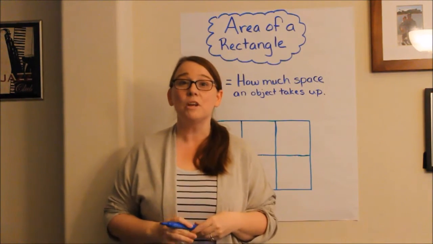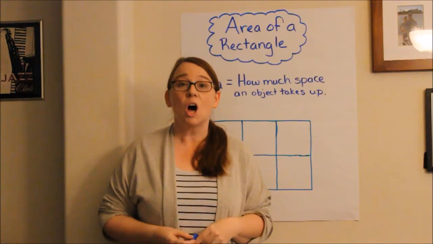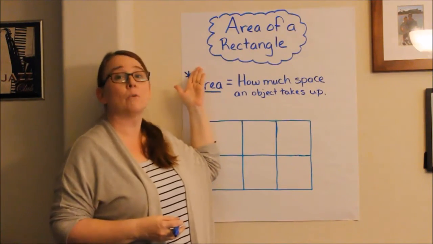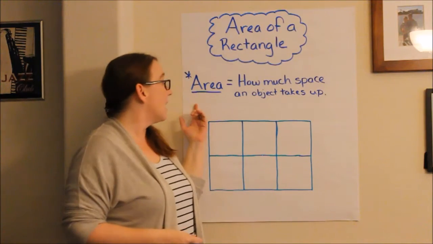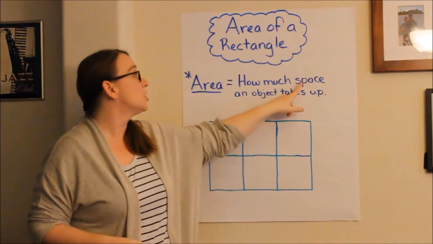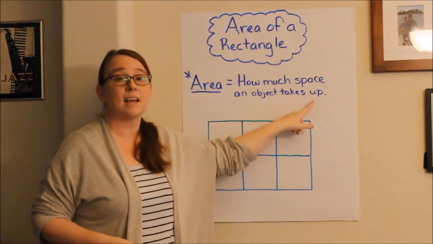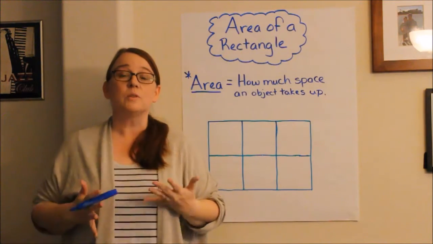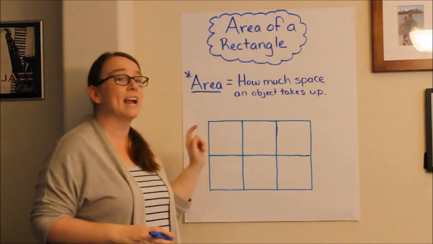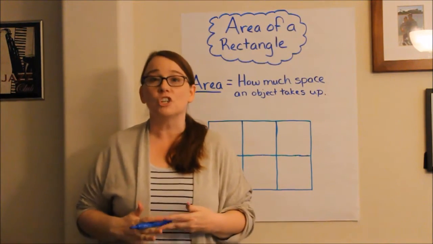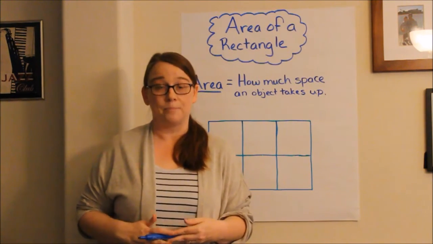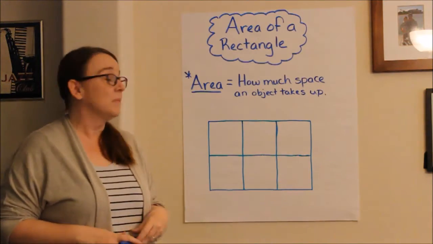Thompson, and today we are going to do a mini lesson on the area of a rectangle. If you remember from earlier in the year, area tells us how much space an object takes up. And basically what we're doing is we're measuring how many square units are in a certain shape. And we're going to focus just on rectangles for right now. So let's look at our example.